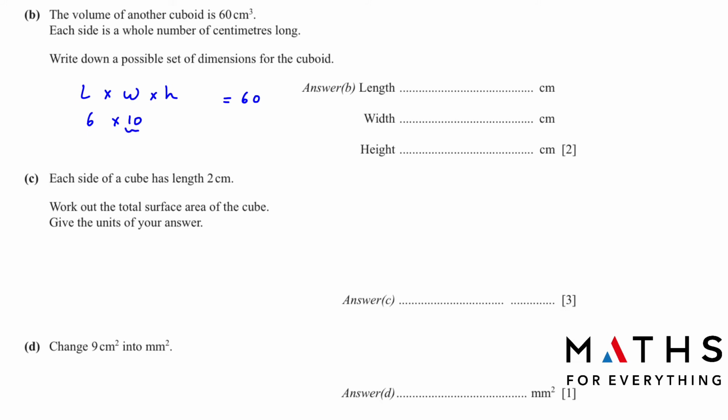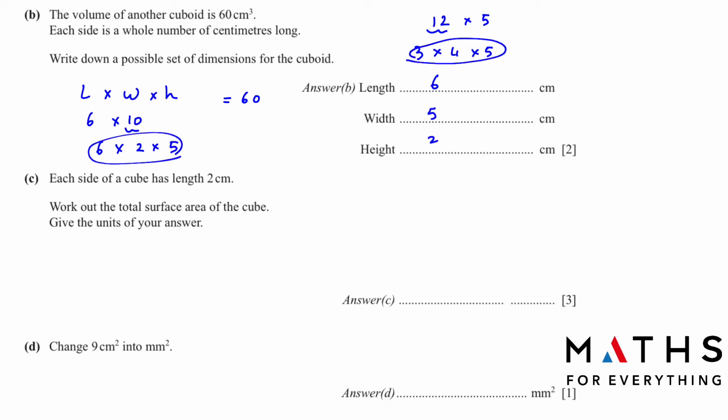Now this 10, you can write down the factors of 10. It's 2 times 5. So one set can be 6 multiplied by 2 by 5. The other factor of 60 is 12 times 5. This 12, write down the factors of 12. You can write 3 times 4, 2 times 6, whatever you want. So these are your answers. Any one set you can choose, this or this.